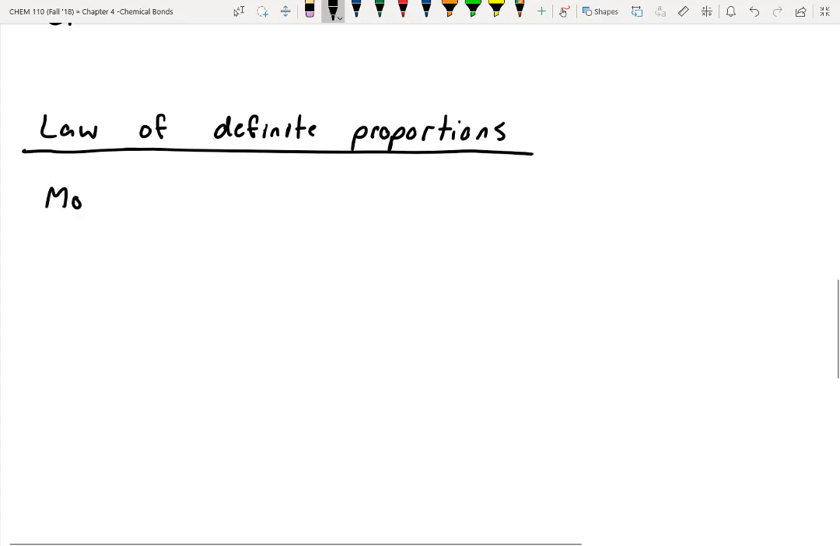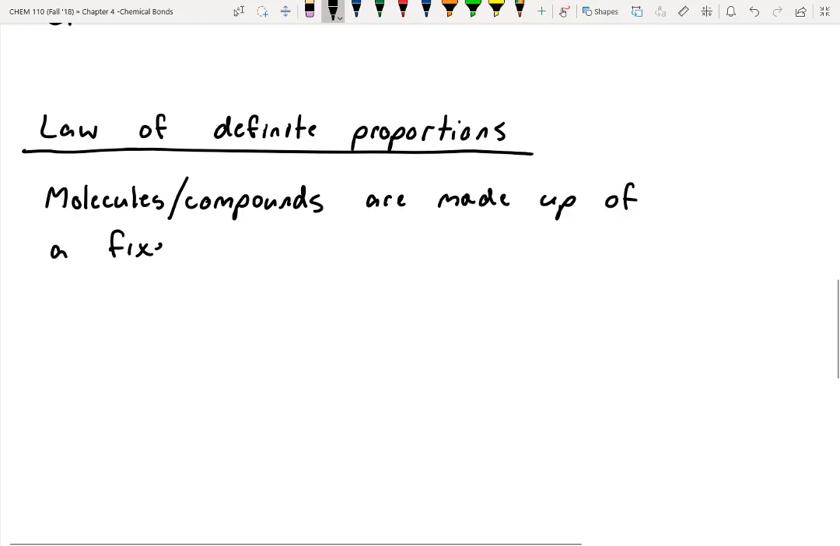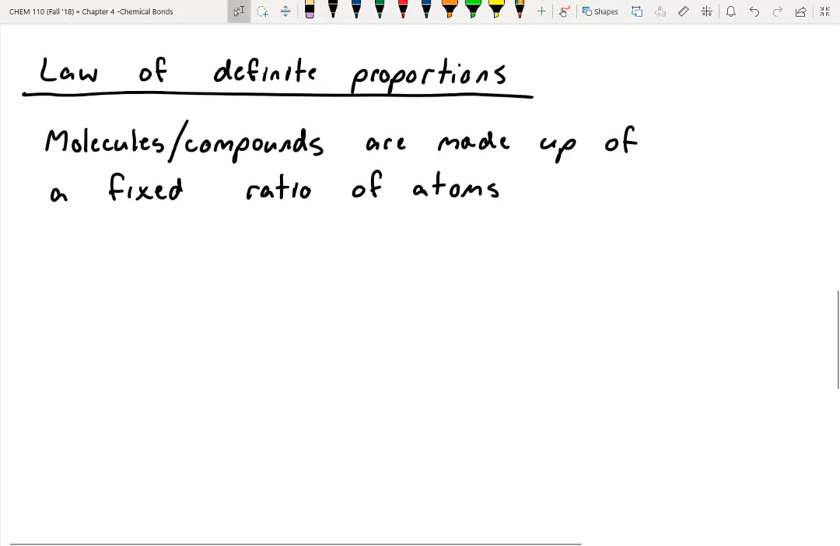So molecules or compounds are made up of a fixed ratio of atoms. And this applies both for covalent and ionic compounds. It's a little bit abstract, but let's take a look at a covalent compound first, the easy example.